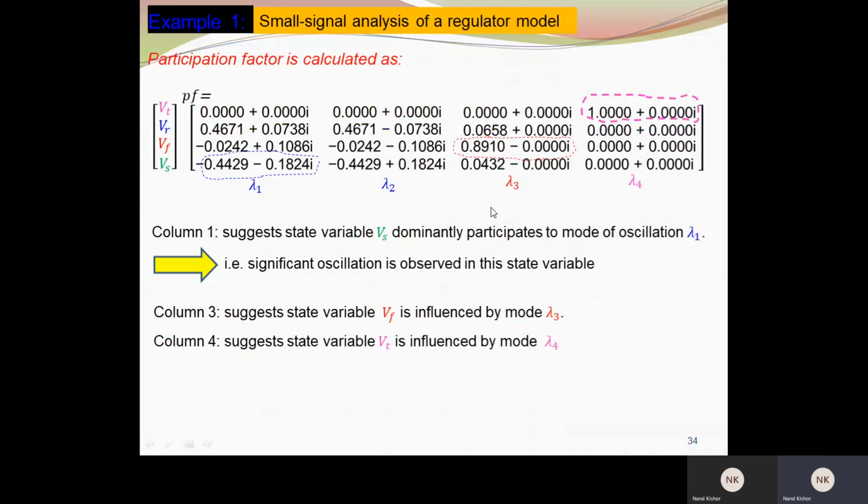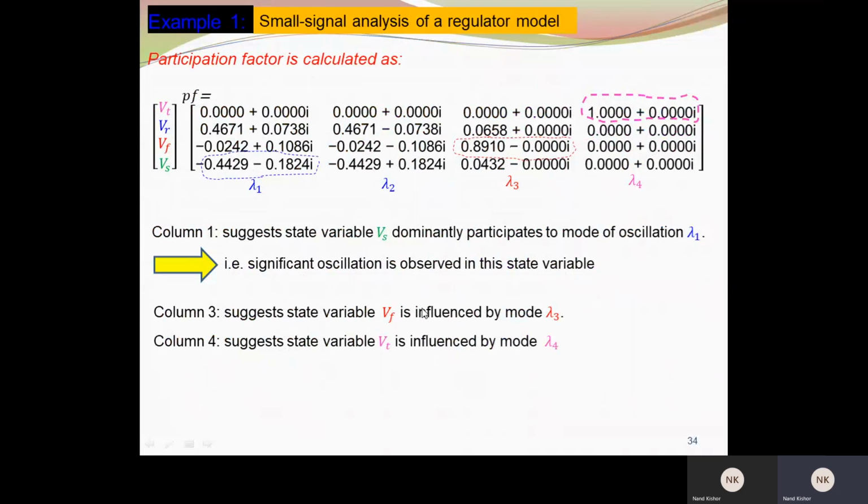Similarly, when we look at column 3 here, we observe that the state variable Vf has the maximum amplitude, and in fact there is no imaginary term, but the amplitude is much higher here for the state variable Vf for lambda 3.